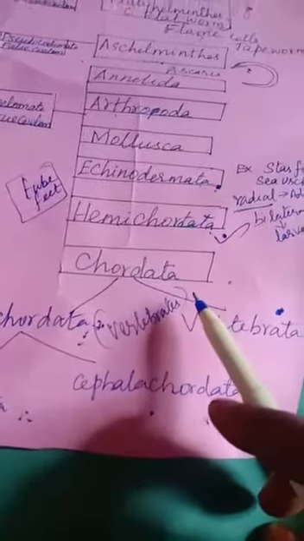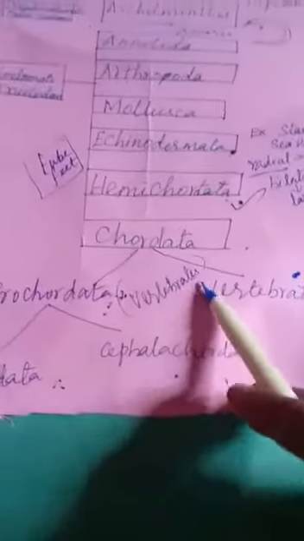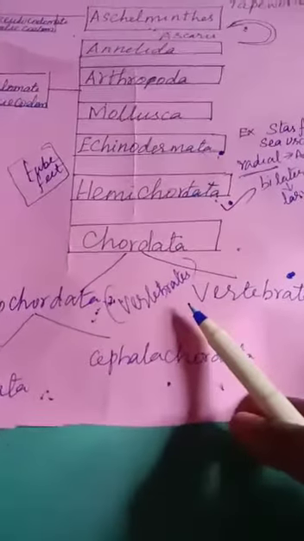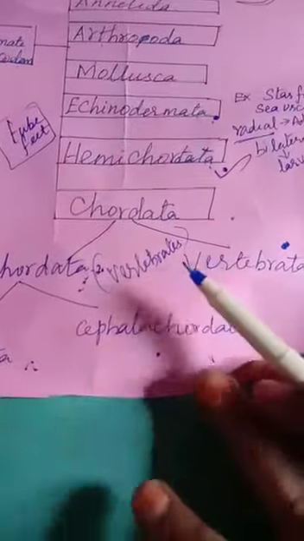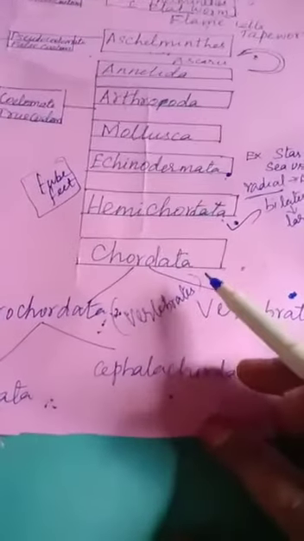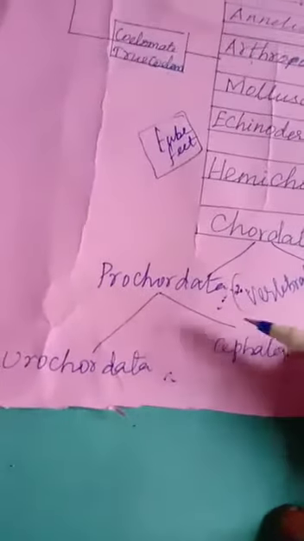The chordates are triploblastic and coelomate animals. All chordates are triploblastic and coelomate animals. Next, phylum chordata is divided into two, that is prochordata and vertebrata.